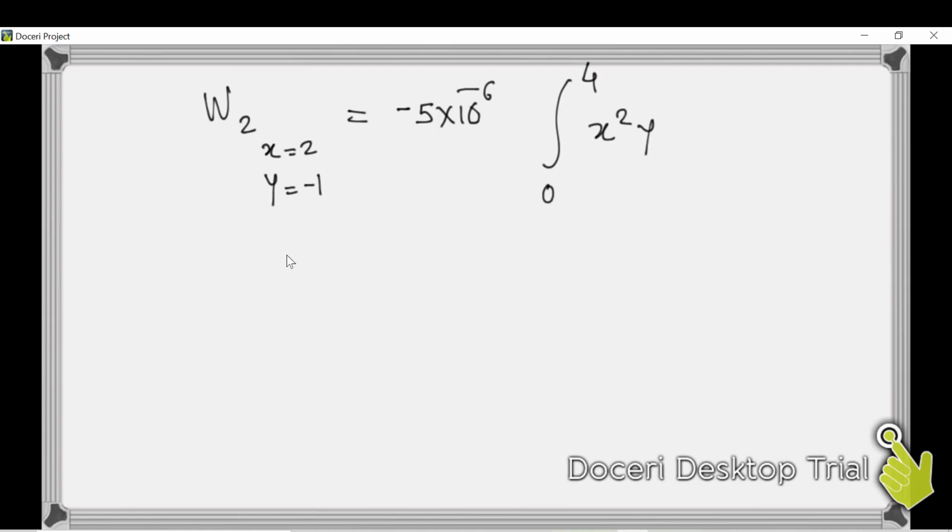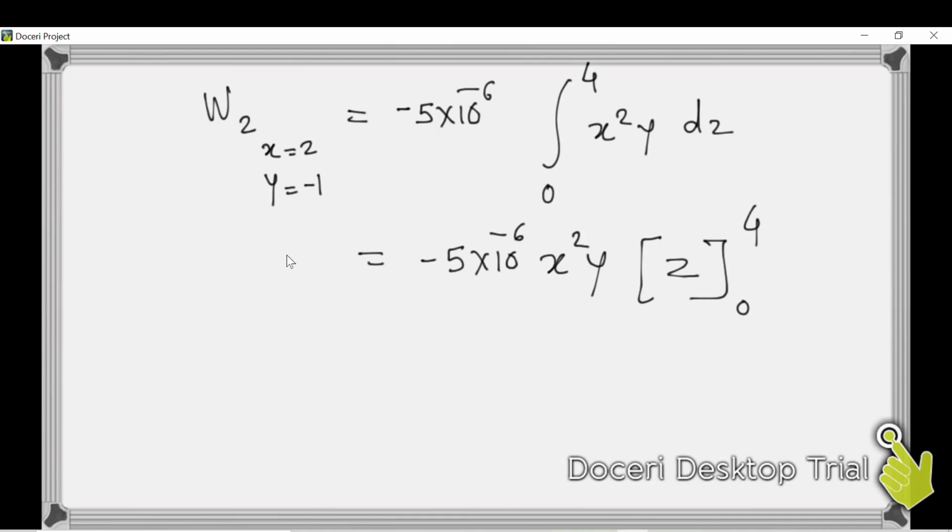Okay. So W3 equal to minus 5 into 10 raised to minus 6. X was 2, and what is the second constant value? Y, that is equal to minus 1. Y equal to minus 1. And it is integration of z. Z is changing from 0 to 4. X square y. Right? And dz. So minus 5 into 10 raised to minus 6. X square y is constant. Integration of z dz is z, and limits are 0 to 4.